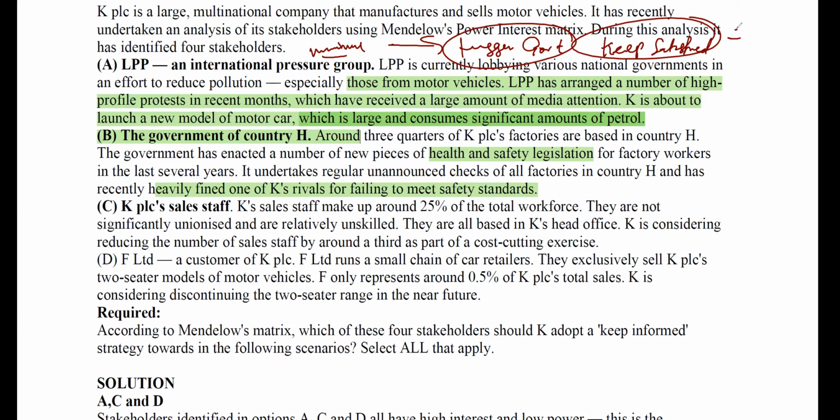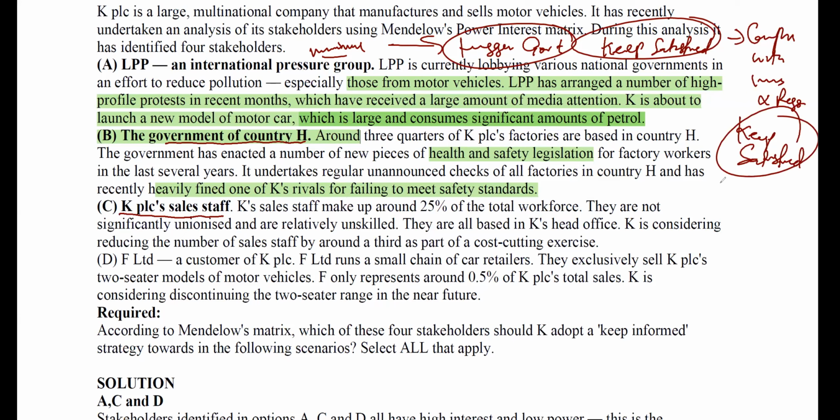And keep satisfied, how do we deal with them? Comply with their laws and regulations requirements. Then what about the government of H? Keep satisfied, right? Yes, we have to keep government satisfied and institute better health and safety legislation. What about KPLC sales staff? Keep informed, right? Because they have high interest, but low power.